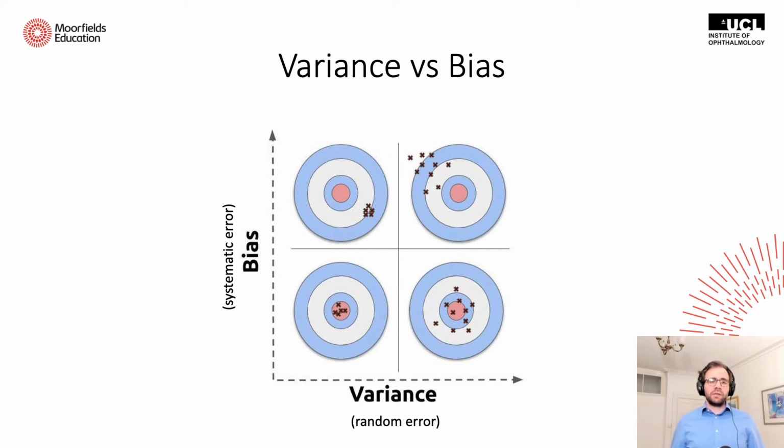The bottom right would be a situation where you have a low bias but a high variance, so you are centered on the bullseye, but there's quite a lot of spread in the points. And then the best scenario is the bottom left, where you have low bias and low variance. Obviously that's the best kind of model you can get, where you minimize both the variance and the bias, but this is difficult to get.